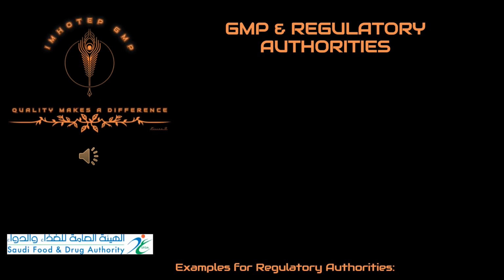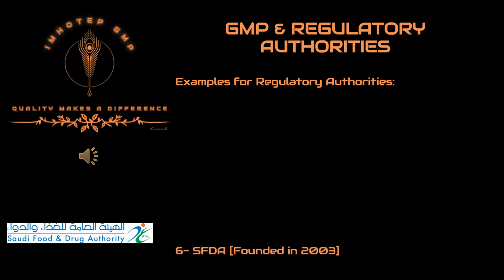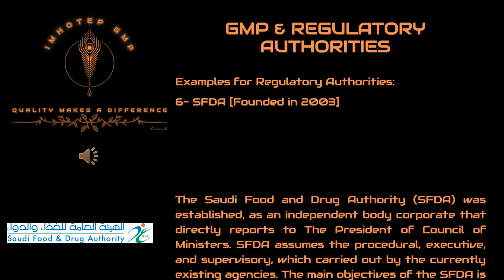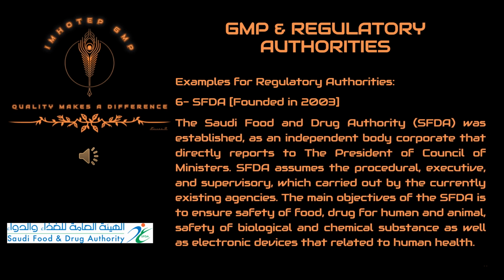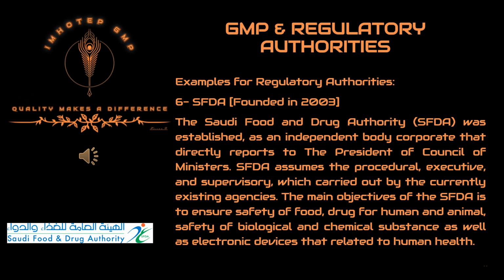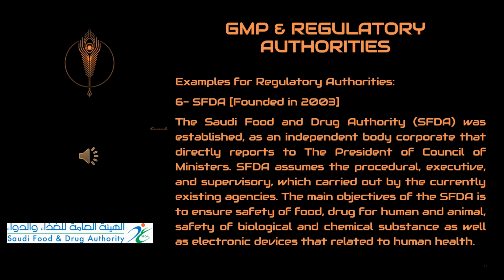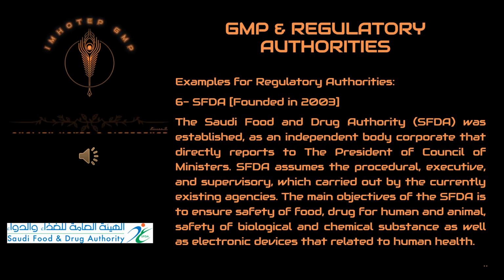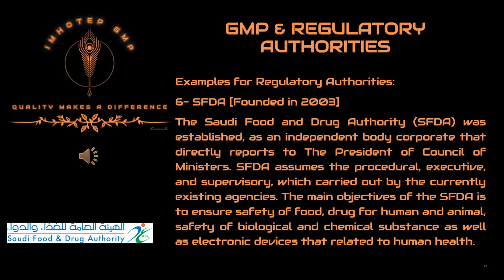Examples for regulatory authorities. 6. The Saudi Food and Drug Authority, SFDA, founded in 2003. The Saudi Food and Drug Authority was established as an independent body corporate that directly reports to the President of Council of Ministers. SFDA assumes the procedural, executive, and supervisory roles carried out by the currently existing agencies. The main objectives of the SFDA are to ensure safety of food, drug for human and animal, safety of biological and chemical substances as well as electronic devices that are related to human health.